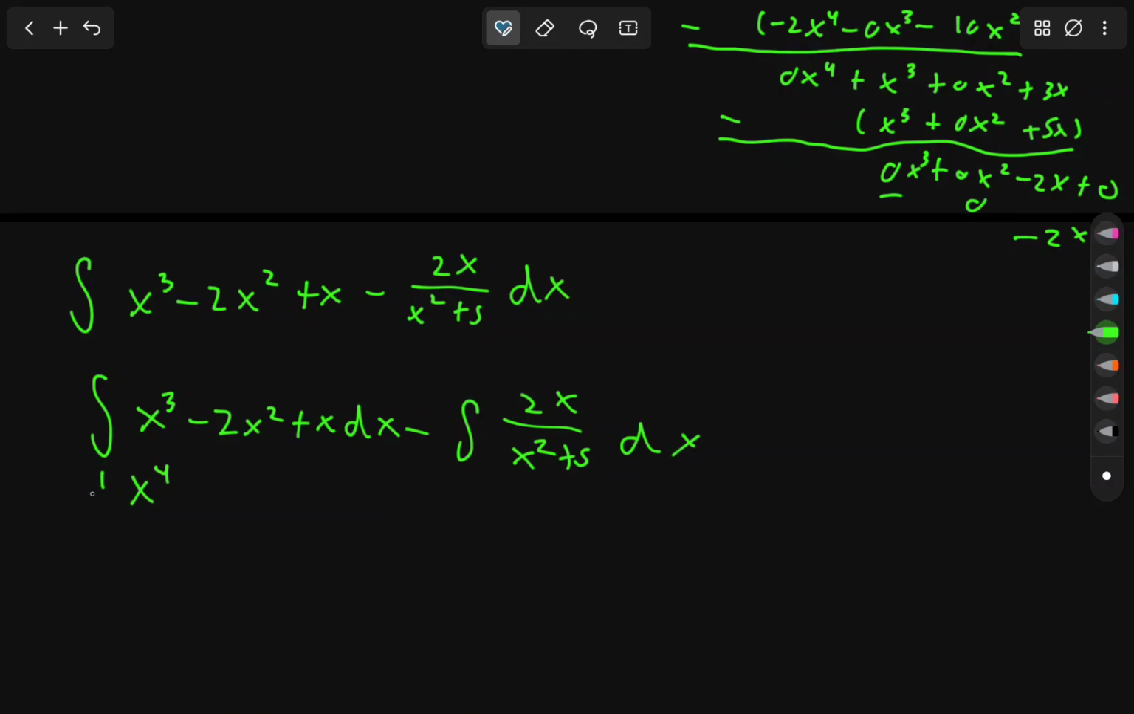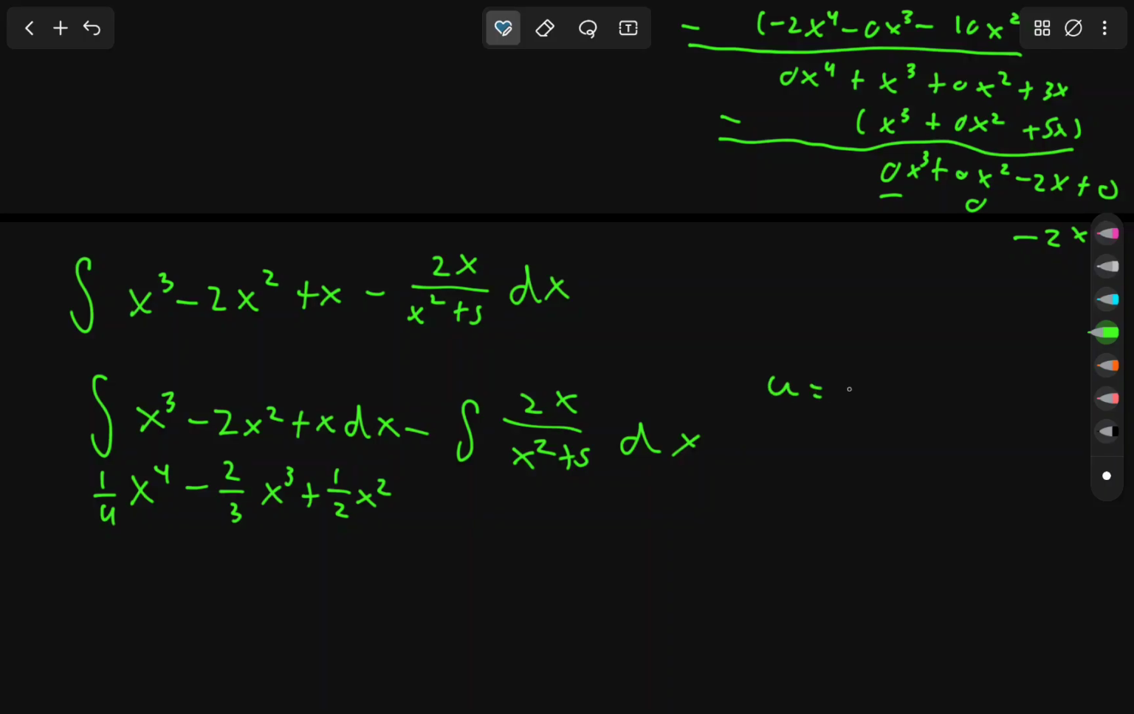Now we just have to integrate this left side, which is going to give us x to the fourth times its reciprocal, which is 1/4, minus 2/3 x cubed plus 1/2 x squared. Alright, now let's solve this right integral.